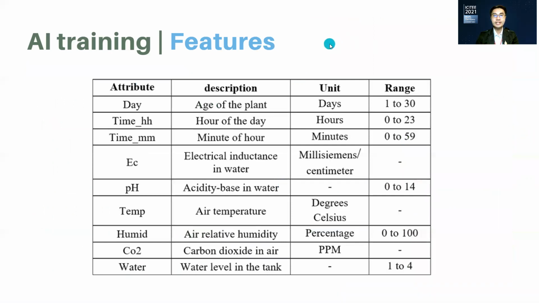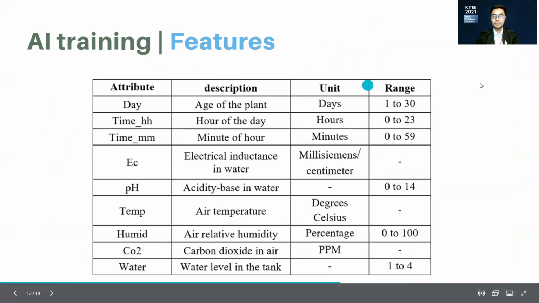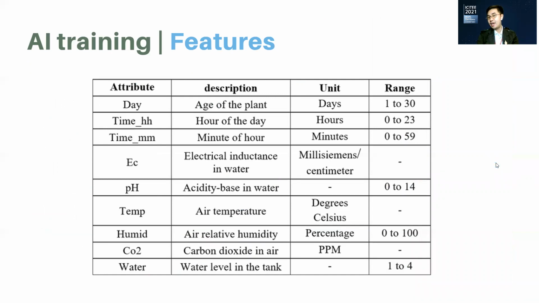The next one is the feature. These features we use to train each AI model. The features, or we can call them attributes, contain 9 attributes. The first one is the day, or the age of the plant, ranging from 1 to 30. Another one is the hour of day, another one is the minute of hour, another one is the EC, or electrical conductance in the water, another one is the pH, and another one is air temperature.